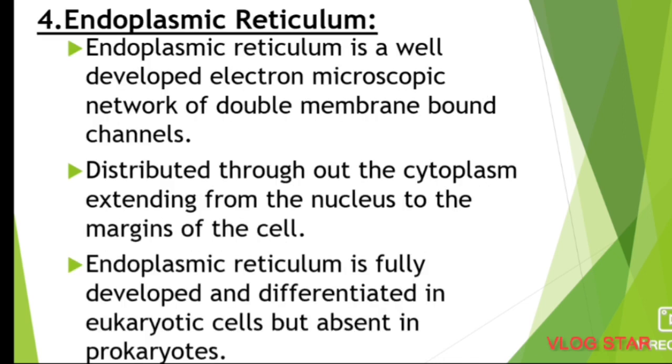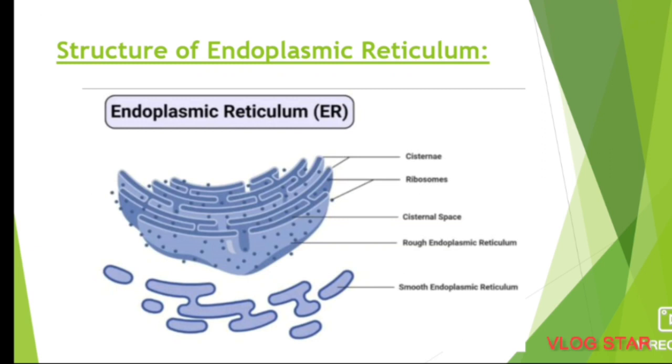Now, next we will study the endoplasmic reticulum. The endoplasmic reticulum is a well-developed electron microscopic network of double membrane bound channels, and they are distributed throughout the cytoplasm, extending from the nucleus to the margins of the cell. The endoplasmic reticulum is fully developed and differentiated in eukaryotic cells, but absent in prokaryotes.